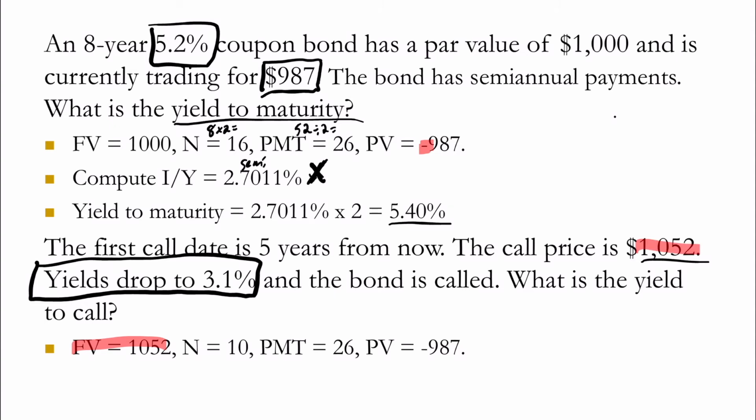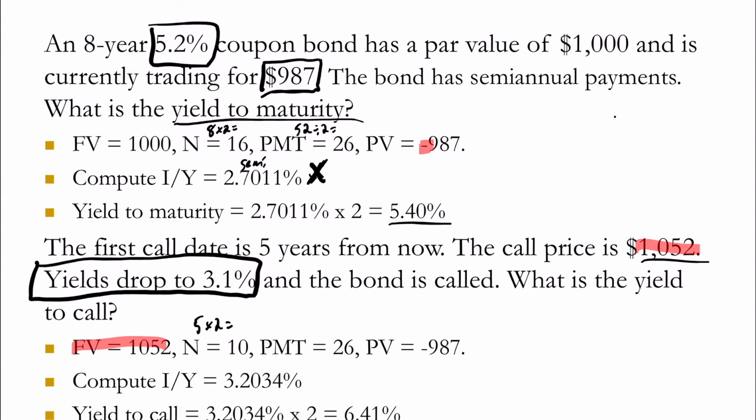The N would be 10. Why is the N 10? Well, it's 5 years of payments multiplied by 2 payments a year, 10. Same payment, present value is still that negative 987. What is the yield to call in this particular example? You get a semi-annual yield to call of 3.2. Remembering that I need to multiply that by 2, it's 6.41. So yes, our yield to call is higher than the yield to maturity due to that increase in price.